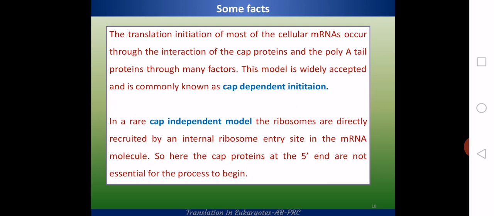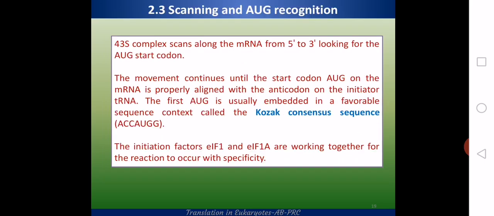And when we talk about the initiation, in eukaryotes we can see two different strategies for initiation. One is called cap dependent initiation. That is what we will be focusing on, which depends on binding the cap protein and the poly A with the same 4F complex and circularization. Then in the other one, the cap independent model, there are no such cap proteins associated, but instead the ribosomes directly enter into the mRNA's codons, right? So that's what is called the cap independent model.